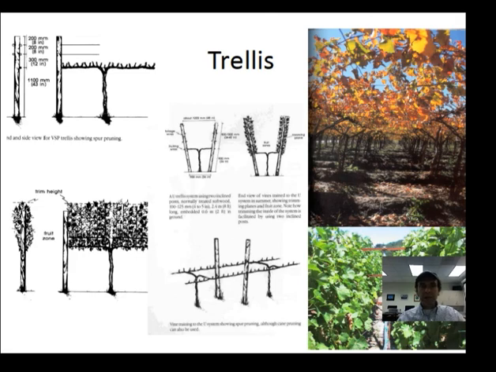This is the VSP, the vertical shoot positioning trellis, most common here in California, but there are many others. This other is the Lyre. It's pretty common in some parts of France with higher production. And this is the overhead training that is used in Italy and Argentina and different places, called Parral or Parrál.